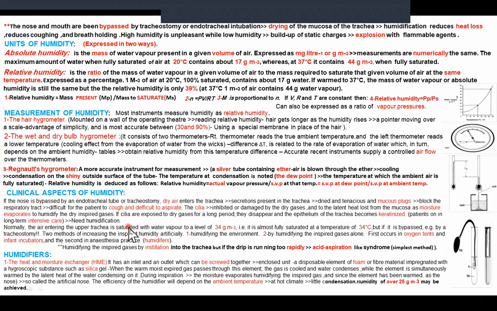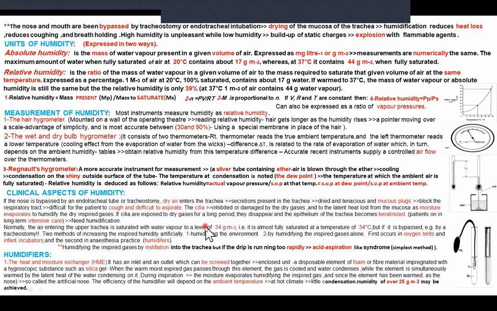Clinical aspects of humidity: we said before that, of course, whenever I inspire dry gases, these dry gases will induce mucus plugs, which will be difficult for the patient to cough, and it will be difficult for us to aspirate these secretions. At the same time, the cilia, by time, especially in long-term patients on ventilator, will be dried, and its capability to kick out the particles will be difficult. So this will induce some sort of accumulation of secretions.